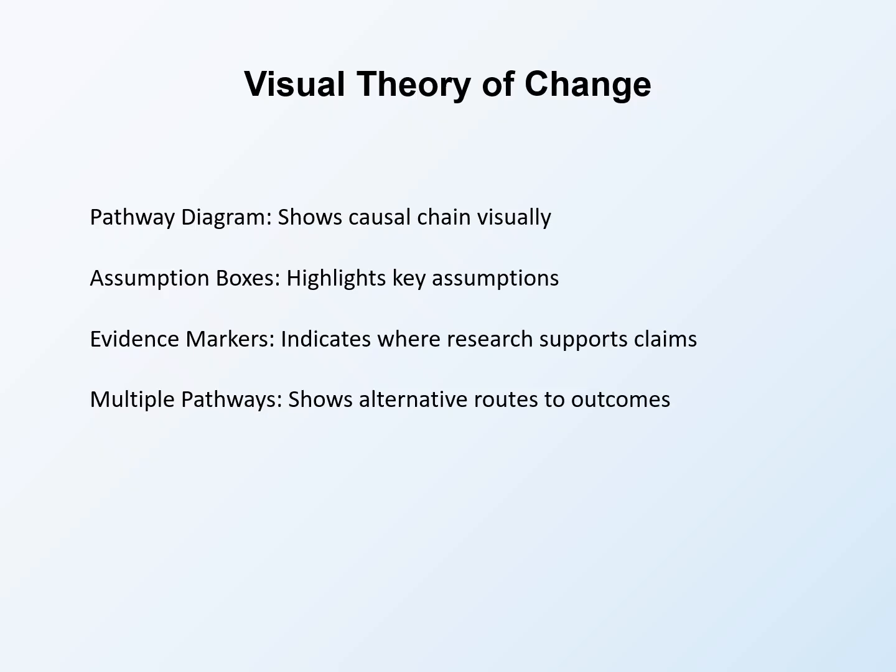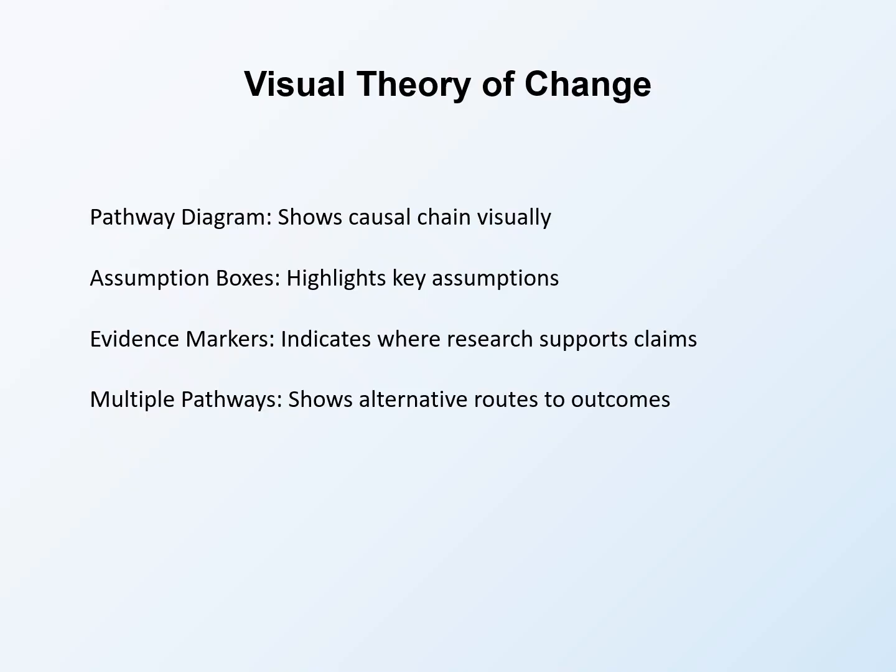Pathway diagrams show the causal chain visually. Boxes connected by arrows illustrate how one element leads to another. The visual makes the theory accessible and clear. Assumption boxes highlight key assumptions underlying the theory. Placing assumptions visibly in the diagram reminds readers that the theory depends on certain conditions being true.